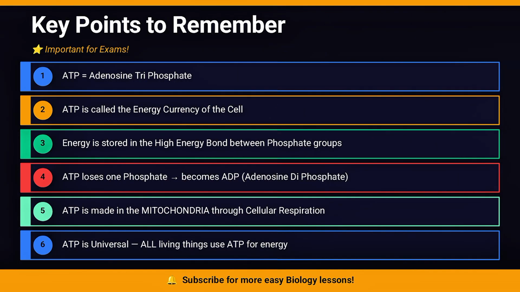Before we finish, let me give you the key points to remember. ATP stands for adenosine triphosphate. ATP is called the energy currency of the cell. Energy is stored in the bond between phosphate groups. When ATP loses one phosphate, it becomes ADP. ATP is made in the mitochondria. All living things use ATP. It is universal. So today we learned all about ATP, what it is, why it is called energy currency, its structure and where it's made.